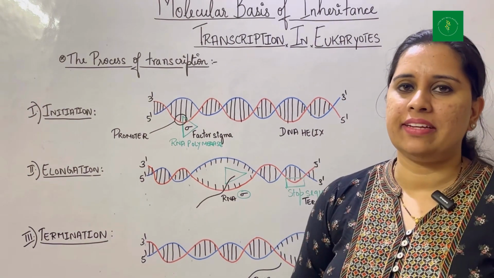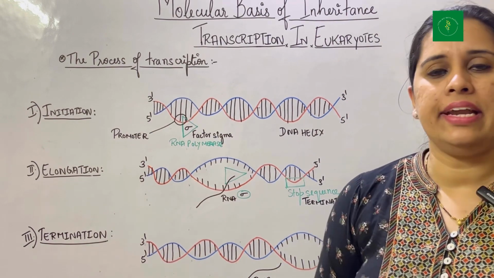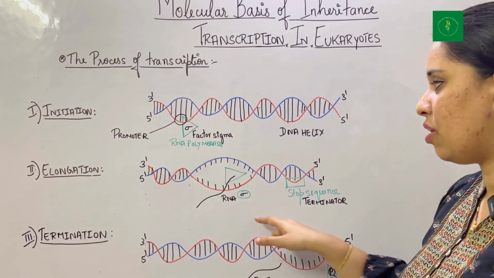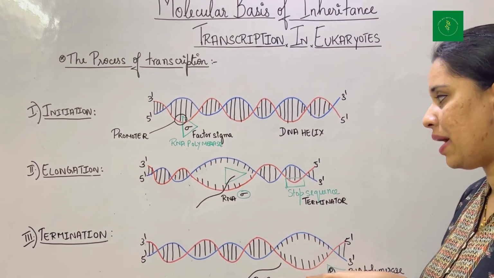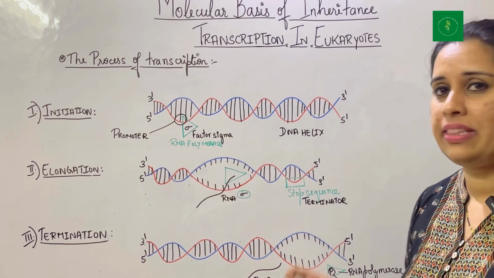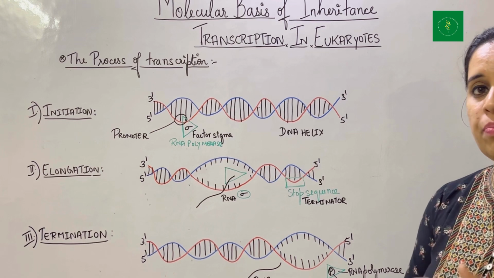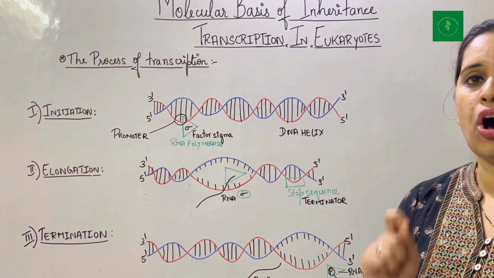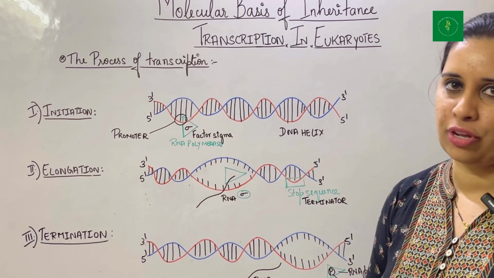The third step, and the last step in the process of transcription, is called termination. In termination, the transcription comes to an end. This is because the RNA polymerase and the sigma factor, on reaching the terminator region, are going to fall off along with the RNA transcript. Now, the RNA polymerase is going to bind to a new factor, and what is that factor called? Rho factor or terminator factor, and this stops the transcription process.